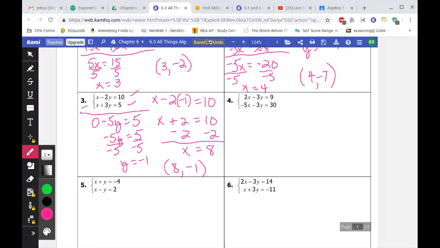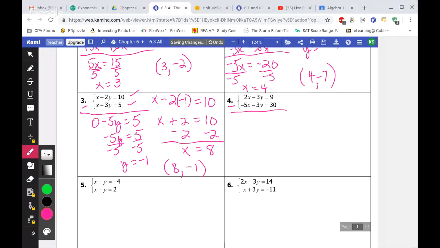All right, number 4. The matching coefficient is what in this one? Anybody tell me? -3. -3, good job. And it's -3 in the top one and -3 in the bottom one. So the signs are the same, so we will subtract.